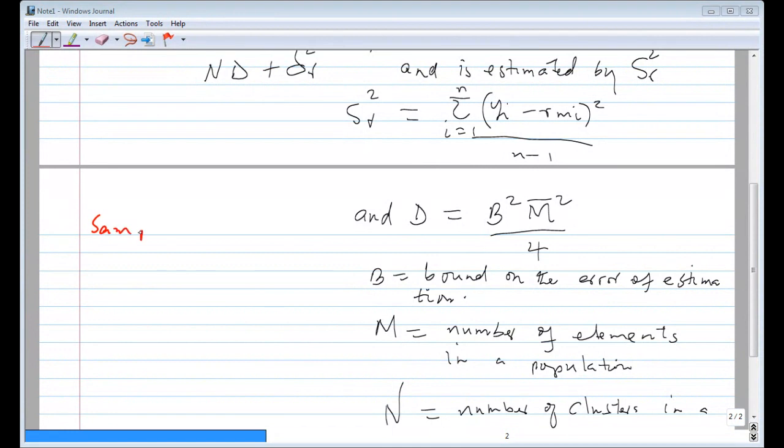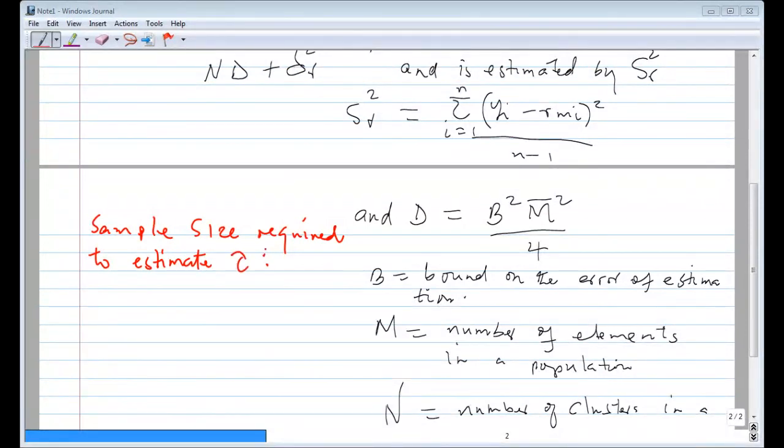This sample size required to estimate the population total, that is tau.